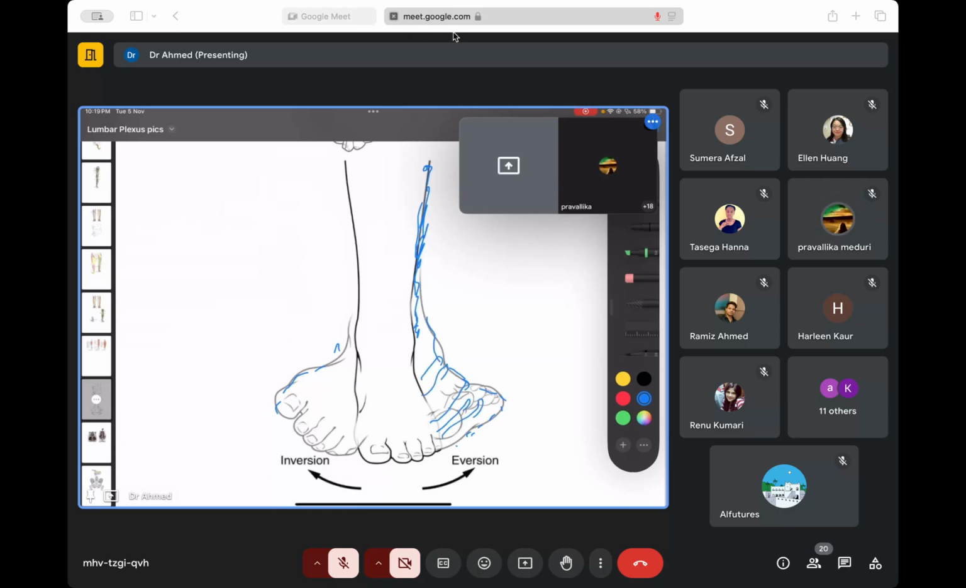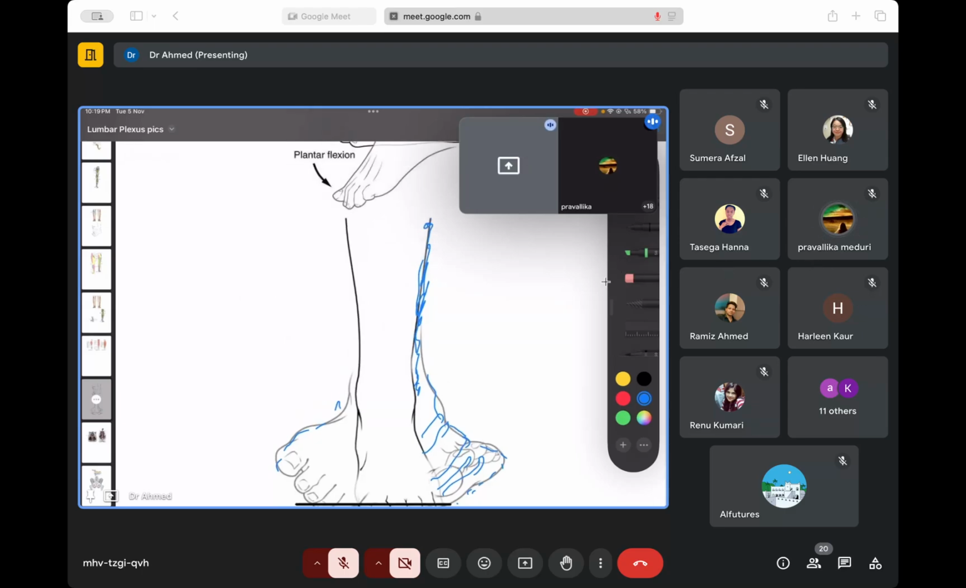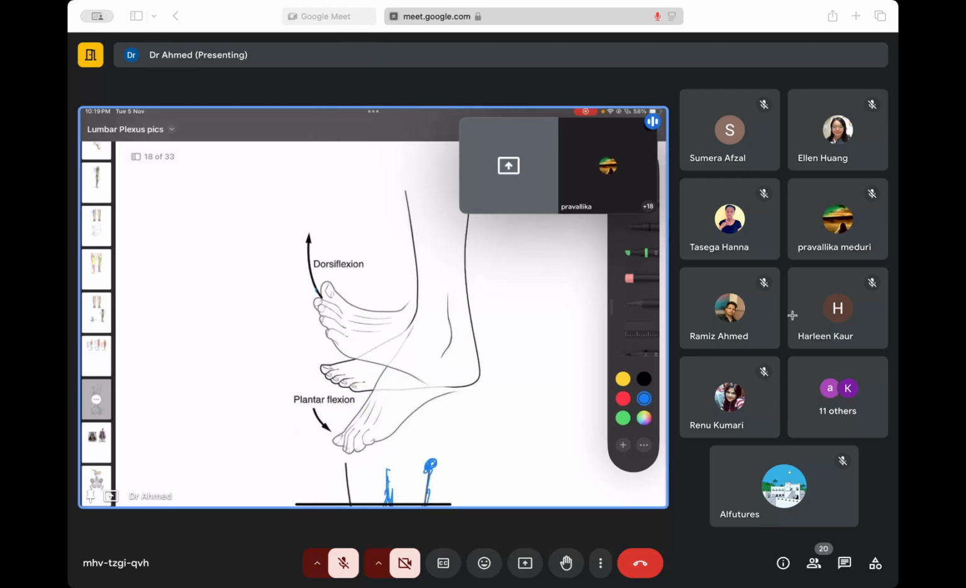So the superficial branch is going to supply the lateral muscles of your leg, and if I am pulling these lateral muscles, it's going to evert your foot. Then I have the deep fibular nerve. It's going to supply the anterior portion of your leg muscles. If I am pulling these muscles, it's going to dorsiflex your foot. This is dorsiflexion and this is plantar flexion. It pulls your foot upward, and it's going to extend your toes.